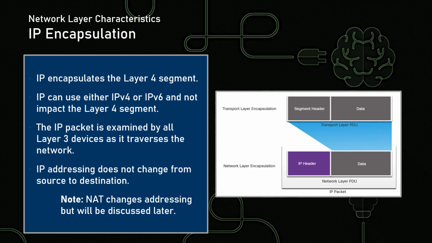IP can use either version 4 or version 6 and not have any impact on the Layer 4 segment. Now the IP packet is examined by all Layer 3 devices as it traverses the network. If we're talking about Layer 2, then that's going to be the frame, as you recall. IP addressing does not change from source to destination, except in the case of what we call NAT, but that is, again, not necessarily a change as much as it is just a translation.